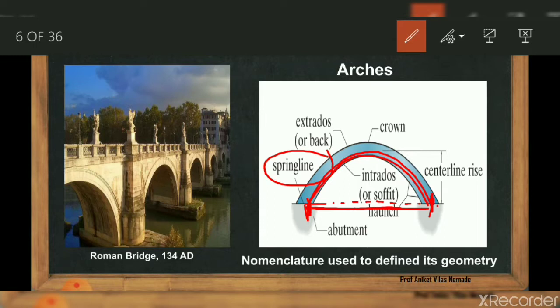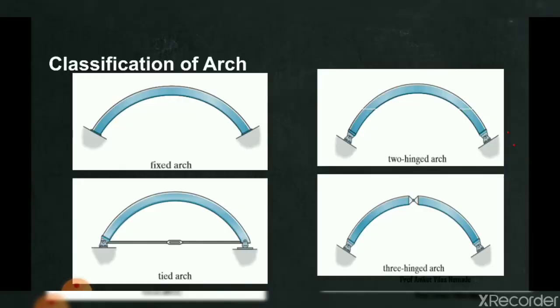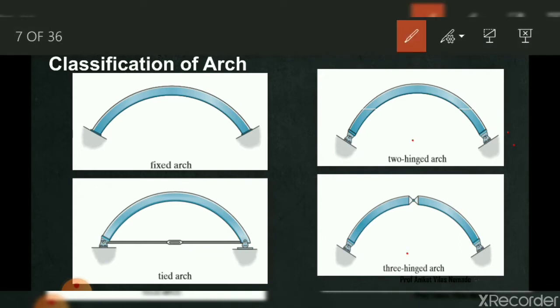These are the nomenclatures used in the arches. So we'll move forward with the classification of arches. The classification is based on an architectural point of view and the structural design point of view. If the arch is classified from the architectural point of view, then it is classified as circular arch, parabolic arch, elliptical arch or straight arch. And based on the structural design point of view, the arch is classified as shown in the figures: fixed arch, 2 hinge arch, 3 hinge arch and tied arch.